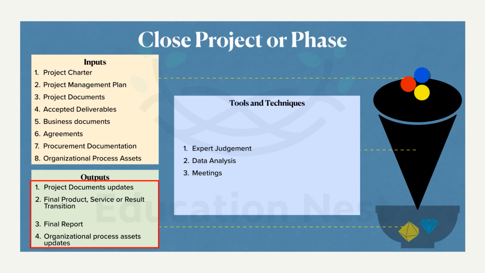Project document updates. Every other document from the project has to be closed except the lessons learned. Why except the lessons learned? The lessons learned register will continue to be live because it acts as an input to the benefits management plan. The benefits management plan is not important for the PMP, but just know that the lessons learned register need not be closed in the closing project phase because it's a live document. It acts as an input for something else. Next, final product, service, or result transition. I think this is also self-explanatory. Final report. Yes, this is important.